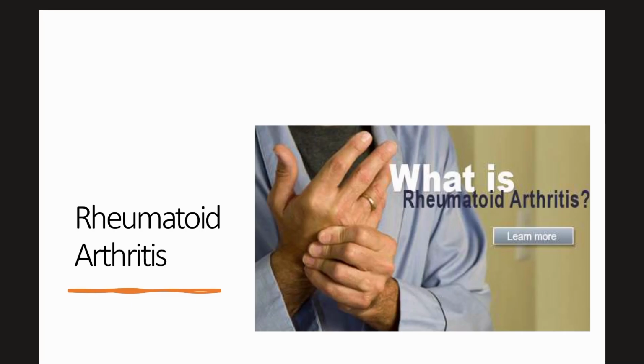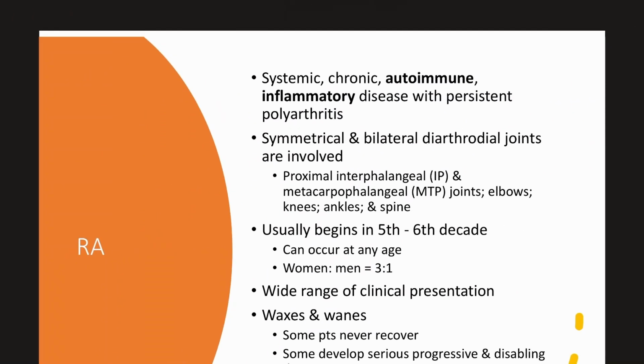Okay, we'll get started. So the last little bit for today is rheumatoid and then the neuropathic problems. So rheumatoid arthritis, systemic, so the whole body is affected. Chronic, it doesn't go away, it's stable, it's there the whole time. Autoimmune, inflammatory disease with persistent polyarthritis, so multiple joints are going to be affected, usually symmetrical, bilateral, so both hands, both feet are going to be affected.